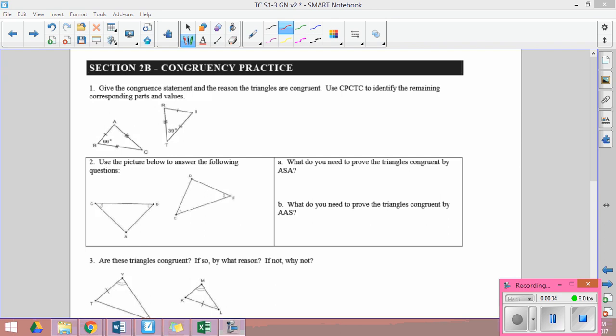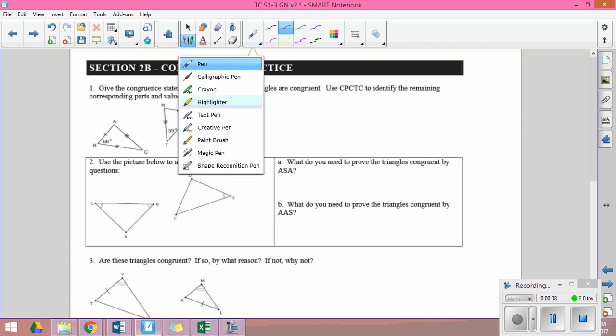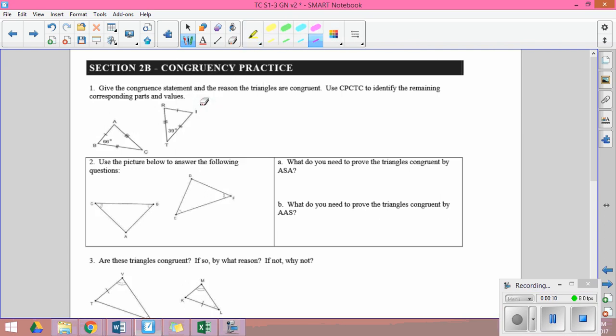So how does it work to apply some of these theories? The first thing we're going to look at is how do we apply CPCTC. A couple of questions here. First one, give the congruent statement, number one, and the reason, number two, and number three, use CPCTC to identify the remaining parts. So let's break this down.